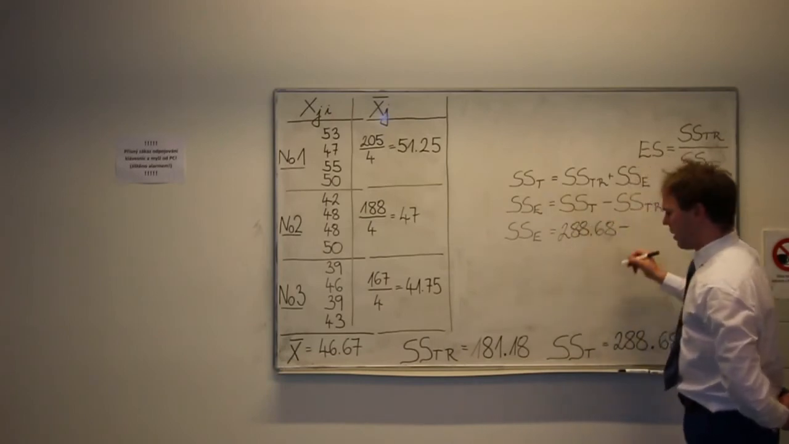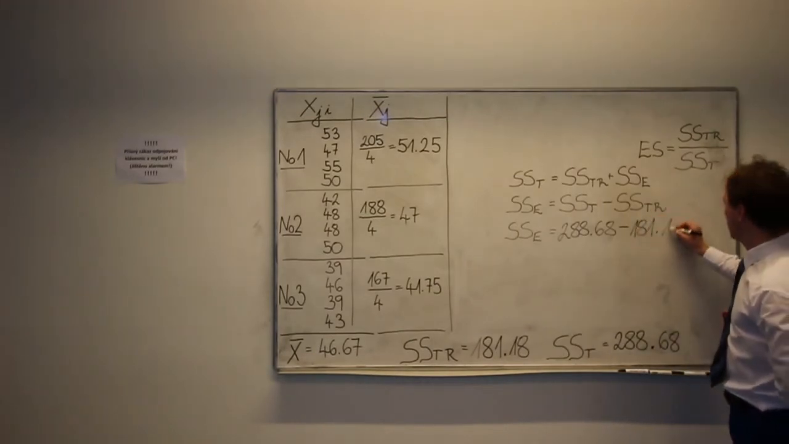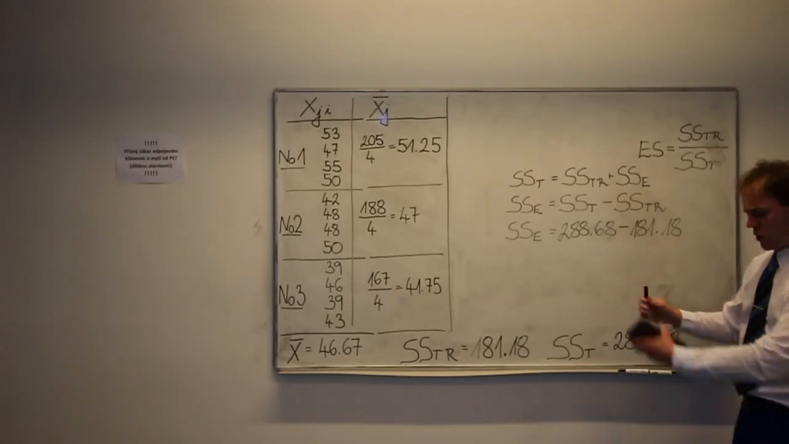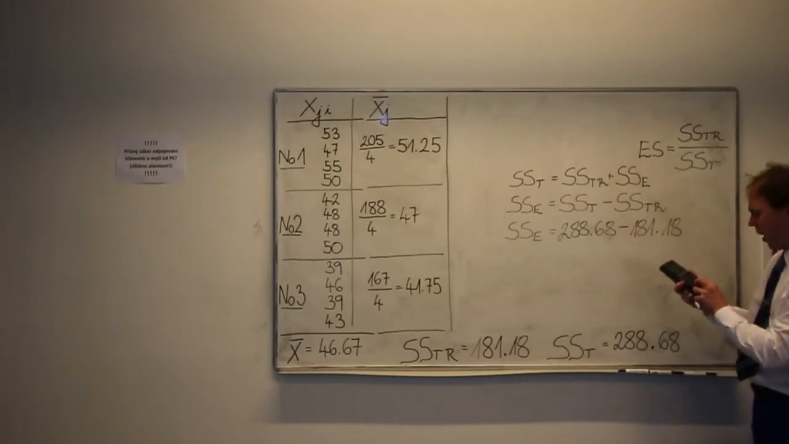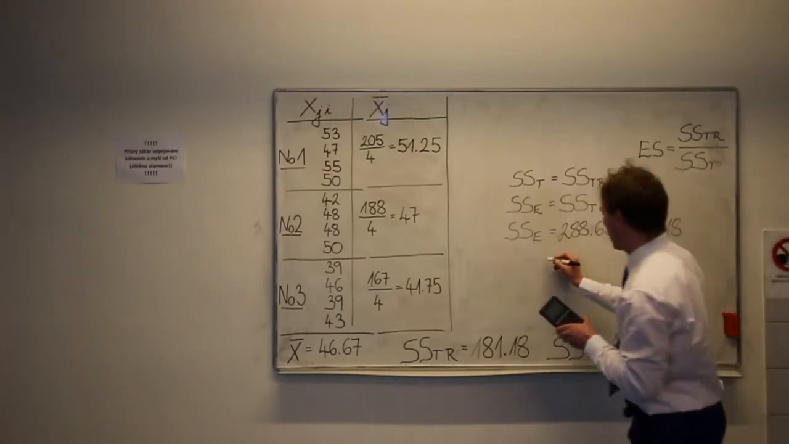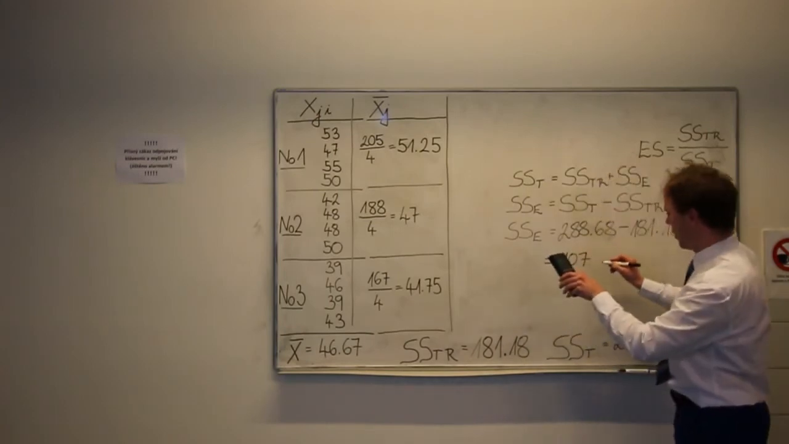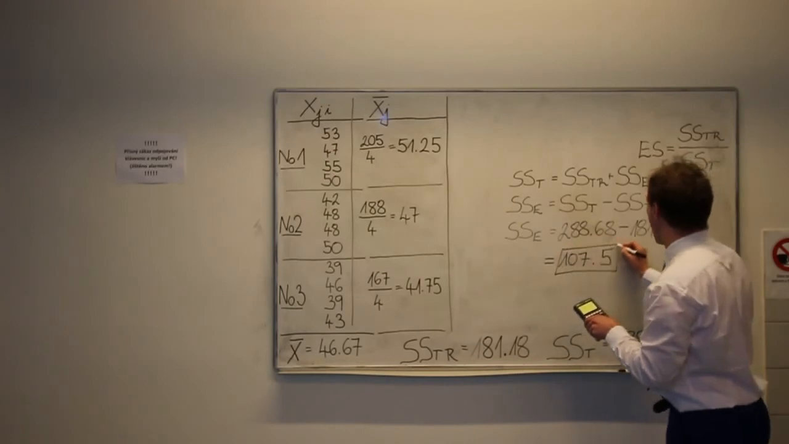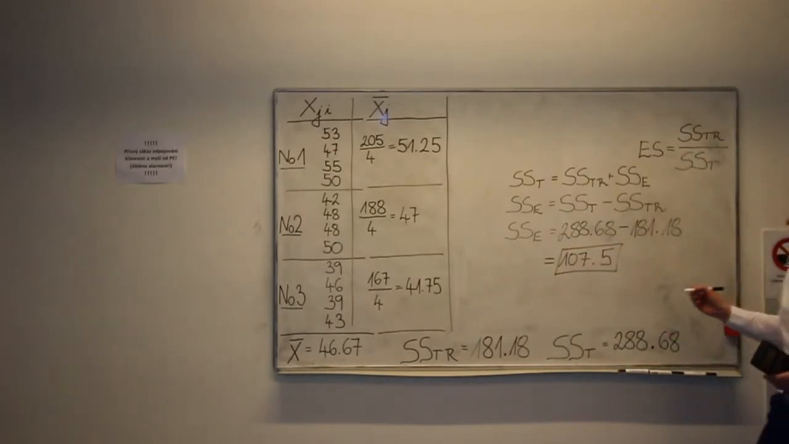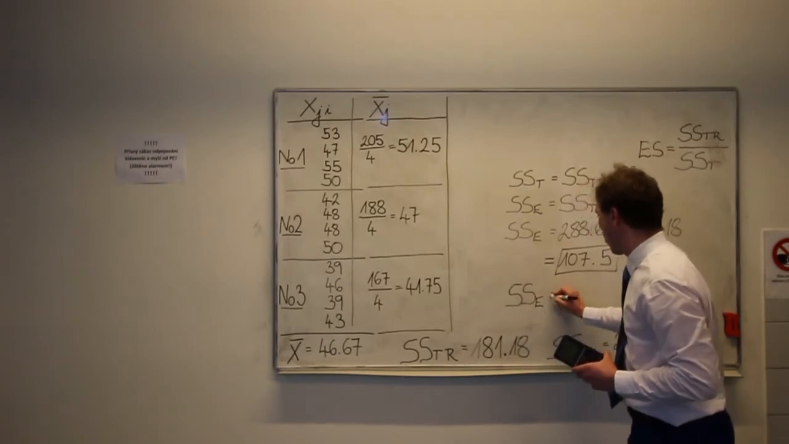288.68 minus 181.18. So I will use the calculator. This value minus 181.18 gives 107.5. So I will try to solve according to the formulas for sum of squares error.